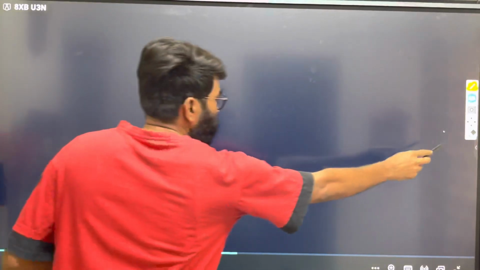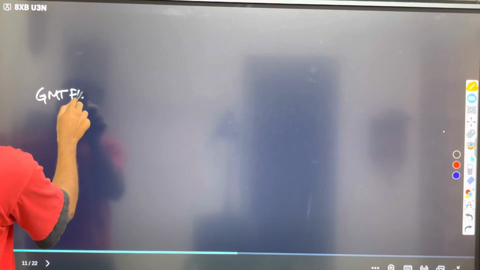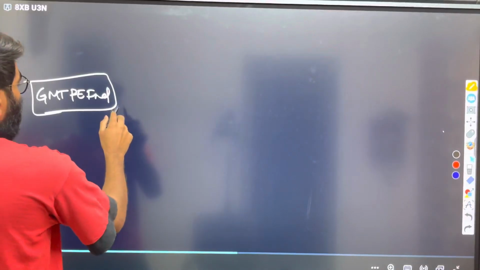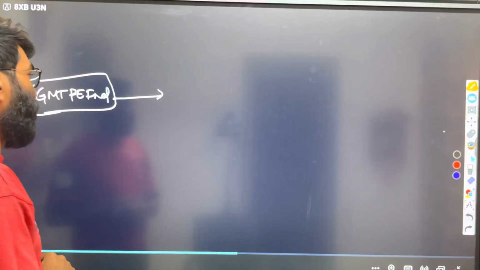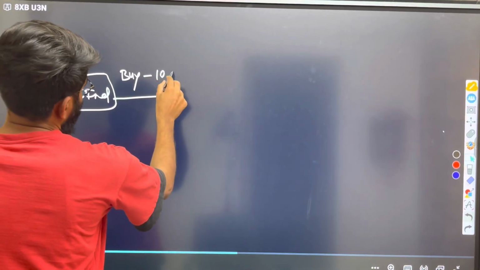So now we'll discuss the process flow of the loan syndication market, how exactly loans work in the syndication market. If I give an example, let's say there is one private equity fund, GMT private equity fund, a PE fund, that is interested in buying loans of 10 million.